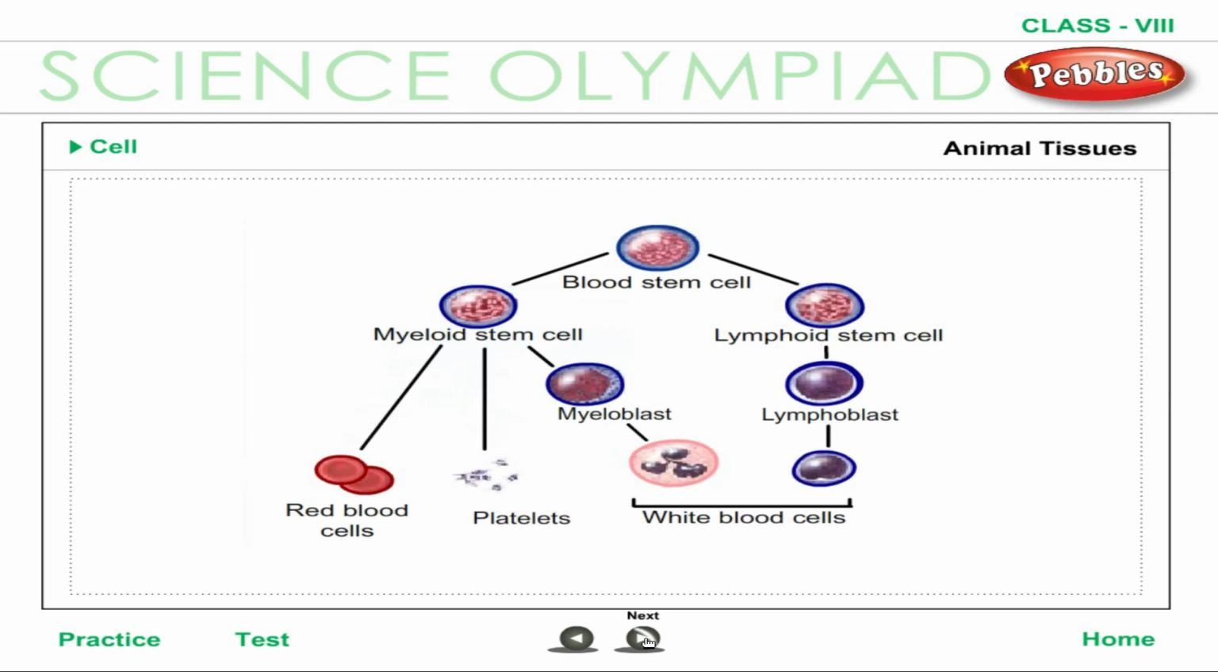The different types of blood cells differ from one another in shape and structure and can be easily distinguished from one another. The red blood cells carry oxygen to all parts of the body. The white blood cells help to fight infections. Blood platelets help in the formation of blood clot.